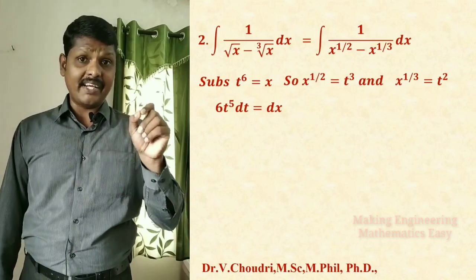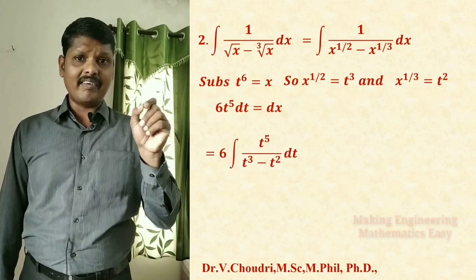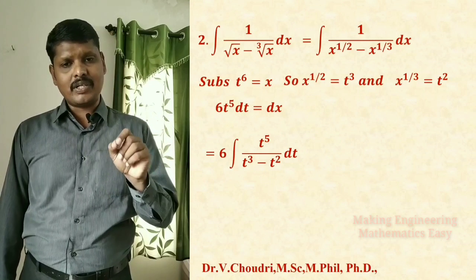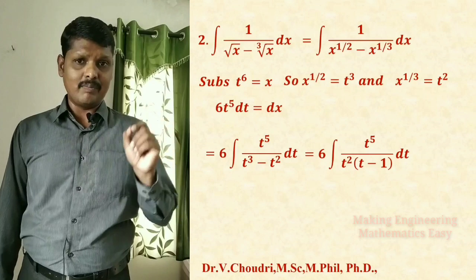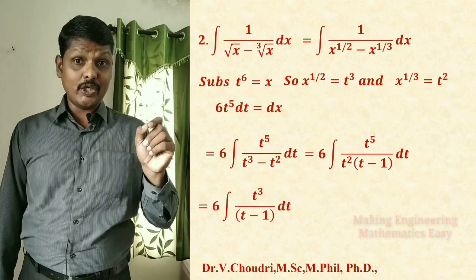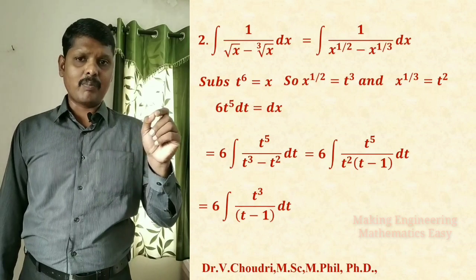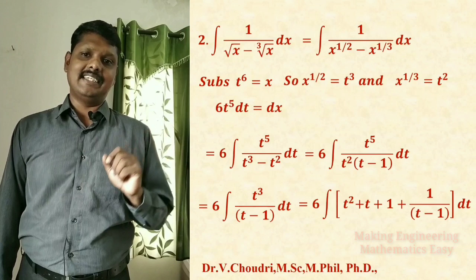Therefore, the given integral becomes 6 into integral t power 5 dt by t cube minus t square. Taking t square common from denominator and cancel with the numerator, the given integral becomes 6 into t cube by t minus 1 dt. This is the form of improper fraction. Using partial fraction, you may get the result.